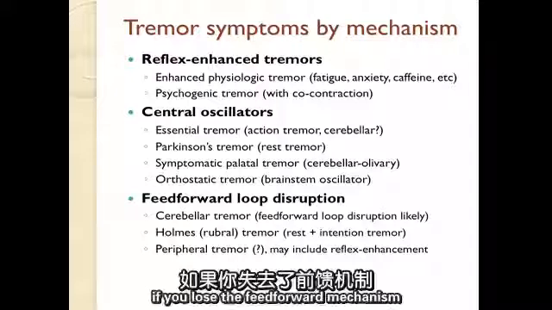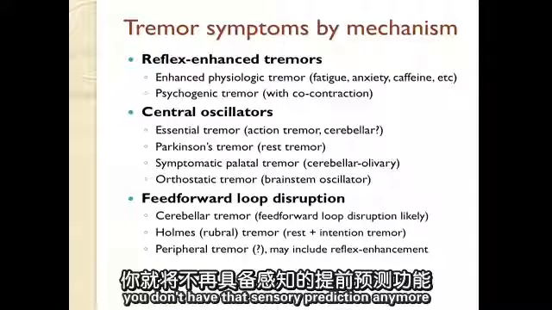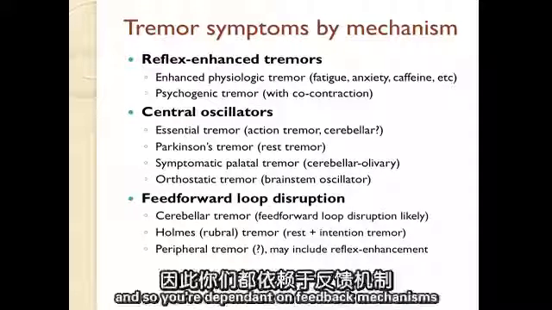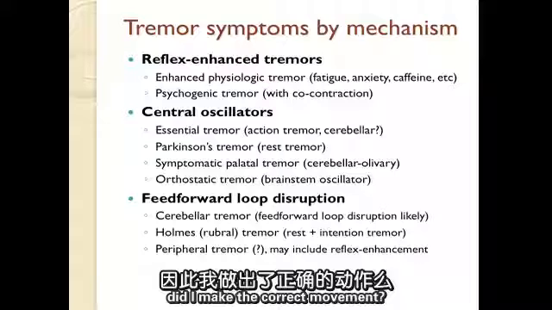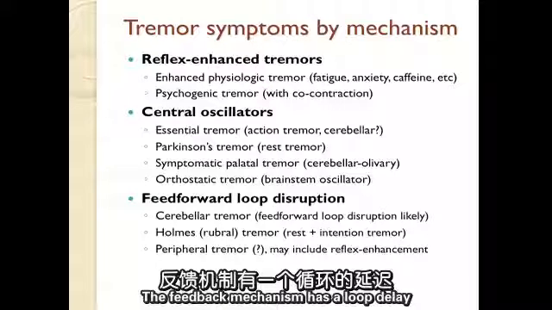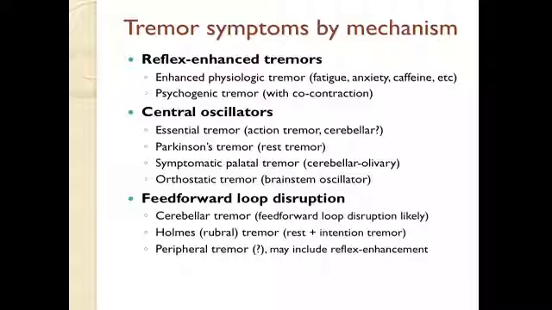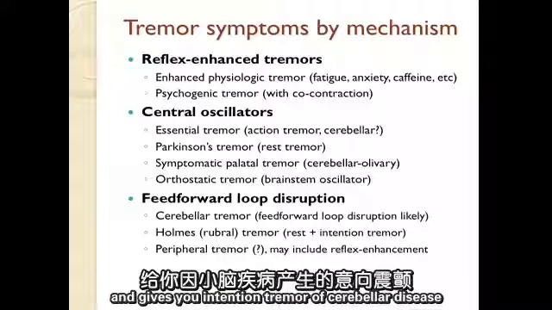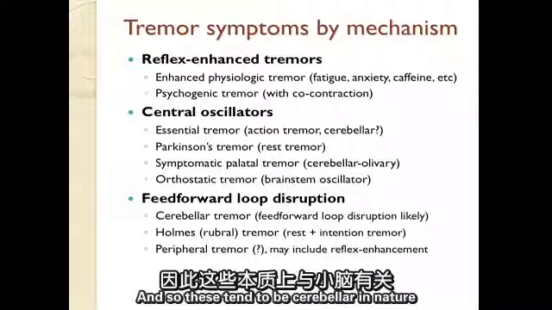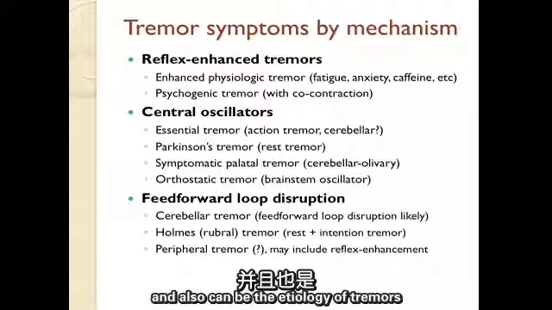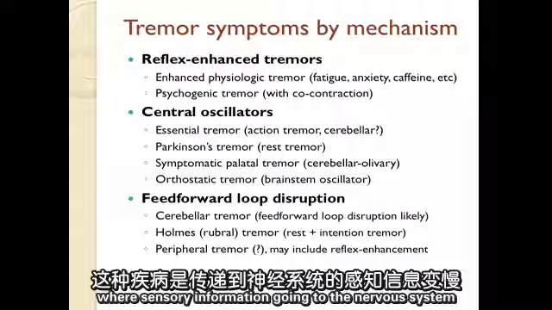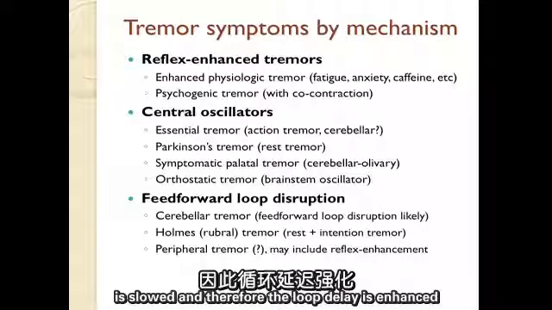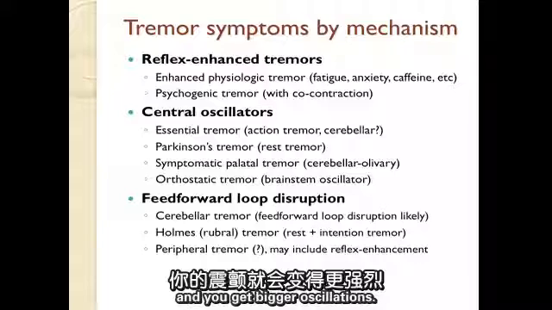So if you lose the feed-forward mechanism, you don't have that sensory prediction anymore. This comes back later in the talk. And so you're dependent on feedback mechanisms. In other words, your brain's like, okay, I felt something, so therefore, did I make the correct movement? The feedback mechanism has a loop delay, and that's unstable and gives you the intention tremor of cerebellar disease. These can also be the etiology of tremors of peripheral origin, particularly of demyelinating disease, where sensory information going to the nervous system is slowed, and therefore the loop delay is enhanced and you get bigger oscillations.